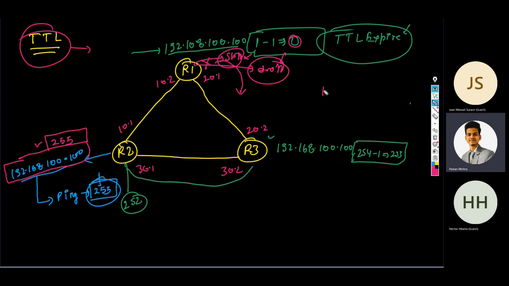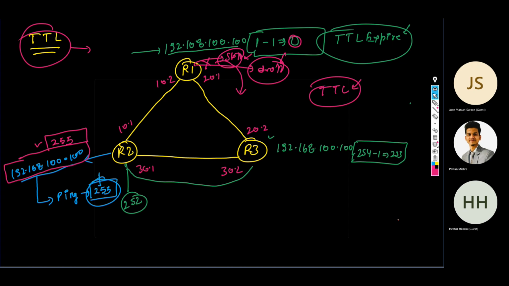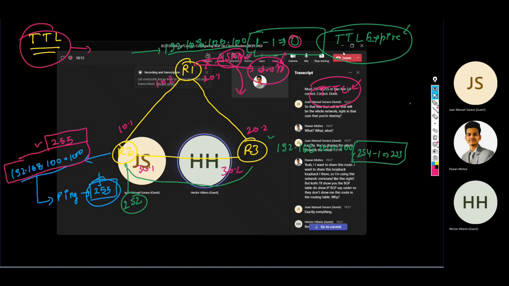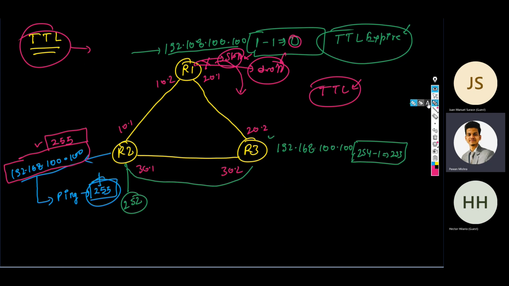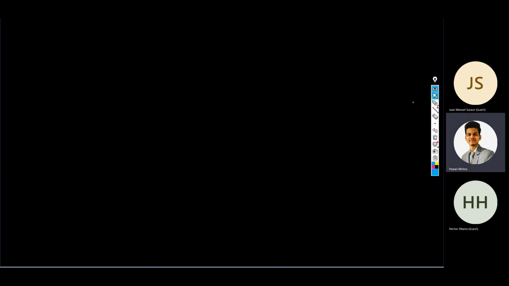I hope this TTL concept is clear to you guys. Any doubt? Yes, we got it. Super. So basically, why are we using a TTL? TTL is used to avoid a layer 3 loop, and every hop decrements it by 1. Whenever the device does a ping, by default inside the ICMP packet the TTL value will be 255. That's it. So this is the concept of the TTL.